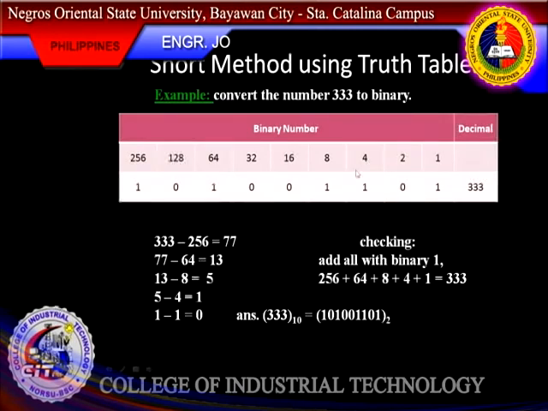So 5 minus 4 is equal to 1. Then 2 is greater than 1, so we put 0. And 1 is equal to 1, so we put 1. So 1 minus 1 is equal to 0. Okay, so our answer for 333 in decimal form, in binary, is equal to 101001101. So that is 101001101 to the base 2.